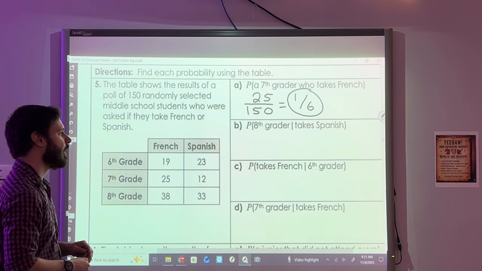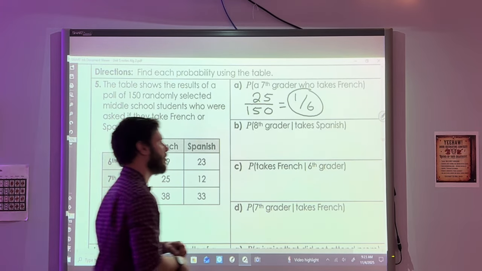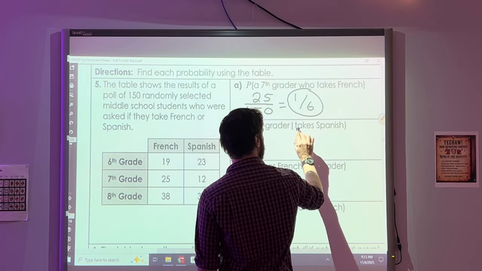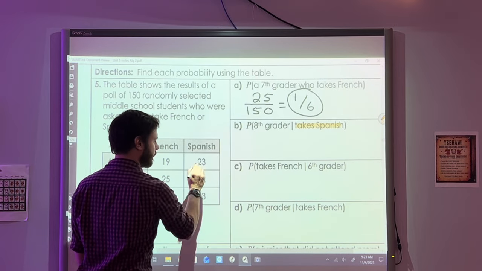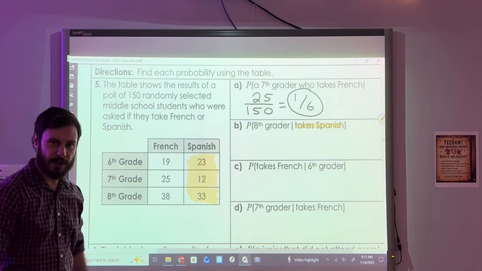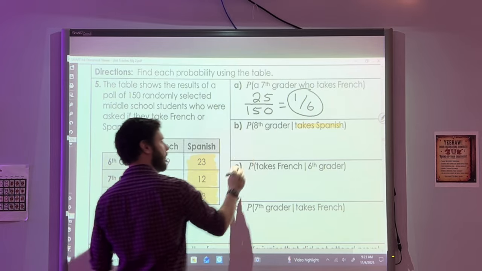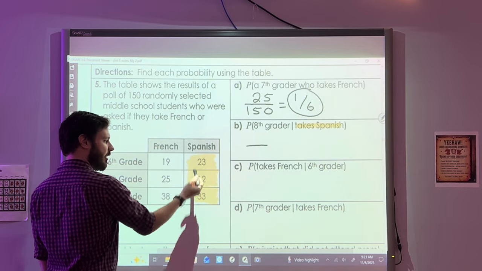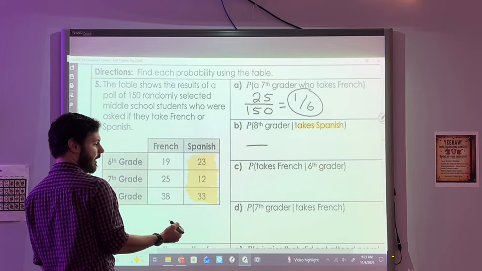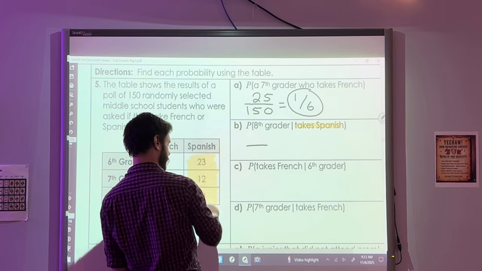Probability of 8th grade, given that they take Spanish. Okay, so here's maybe a different way to write this. Given that they take Spanish. Here's all my Spanish kids, all of them. And given is my denominator. So how many total are represented here? 68. Yeah, 68.